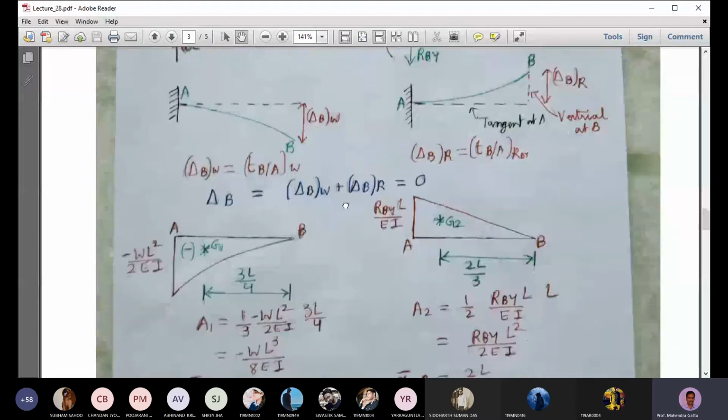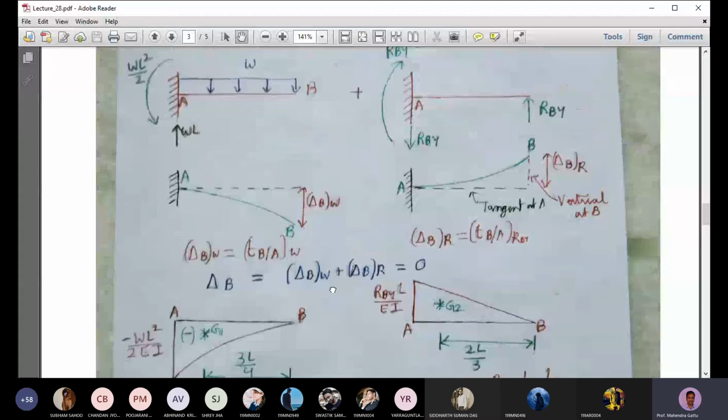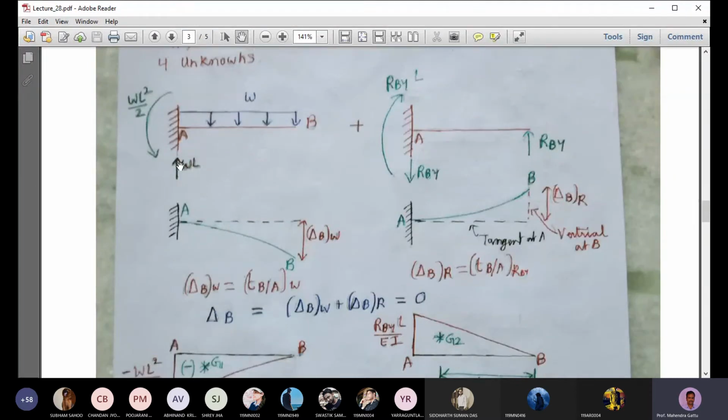So first thing is we have to draw the bending moment diagram for the distributed load. We have our reaction at A, which is WL, since the sum of all the forces in the downward direction is WL. And the moment reaction here will be WL square by 2. We can treat this entire distributed load as a point load equal to WL acting at L by 2, so this will produce WL into L by 2, WL square by 2. That is the moment coming here.